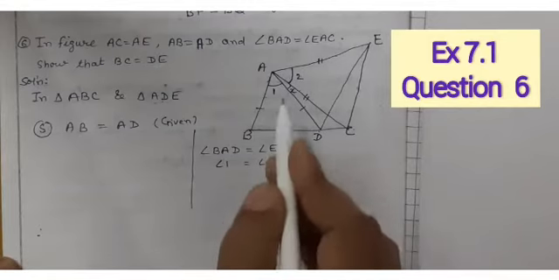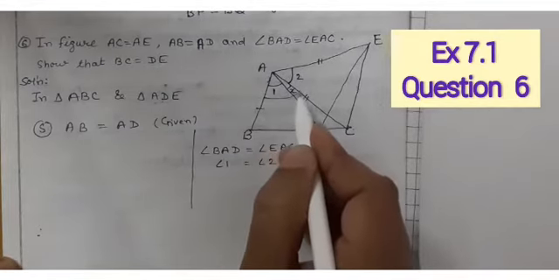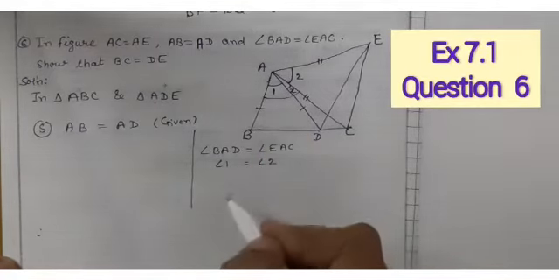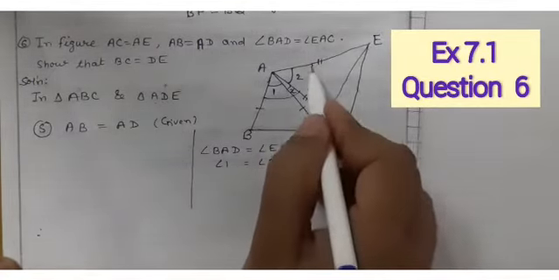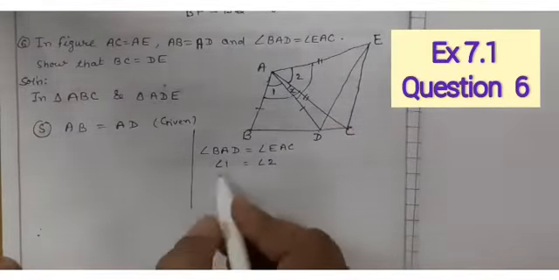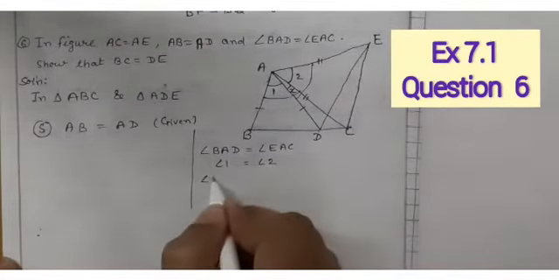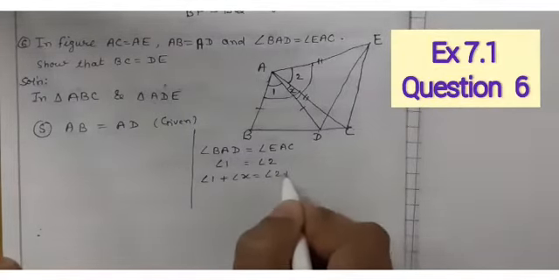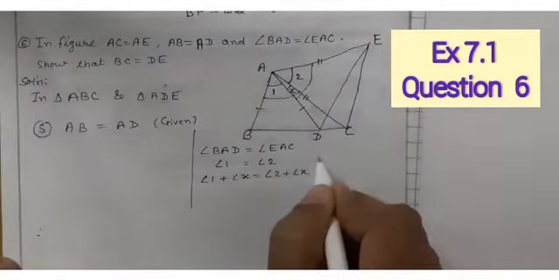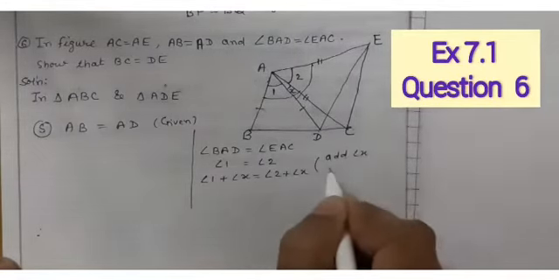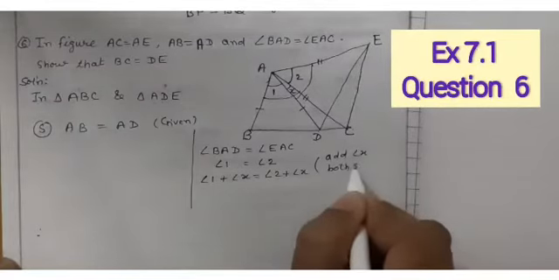Now what I am going to do, I am going to find this angle BAC. BAC means angle 1 plus x, and another triangle angle this. So I am going to add angle x both sides, angle 2 plus angle x. You can write here add angle x both sides.